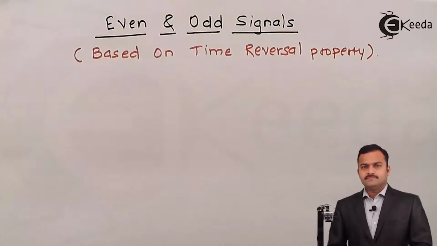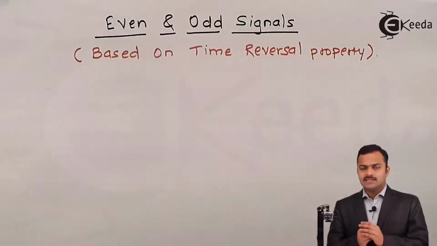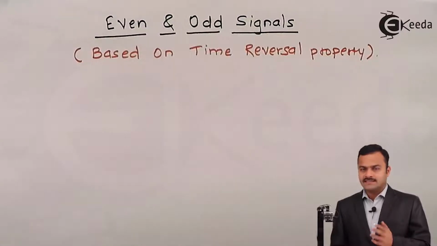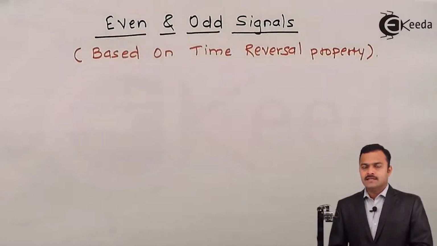Any signal can be time reversed so that we get a signal which is just a reflection of that signal. So by using that reflection and the original signal itself, we can define signals of two types, even signals and odd signals.